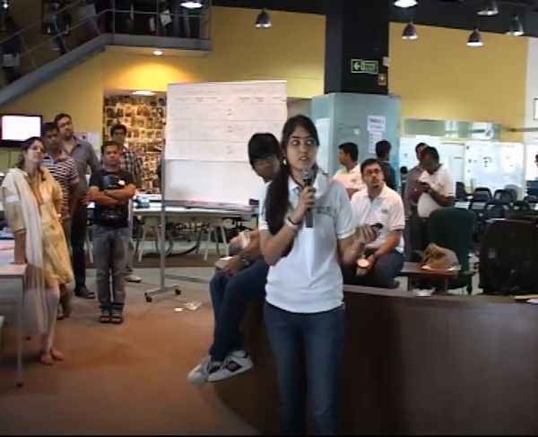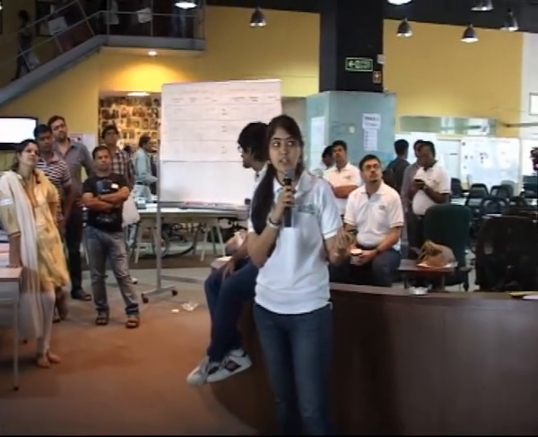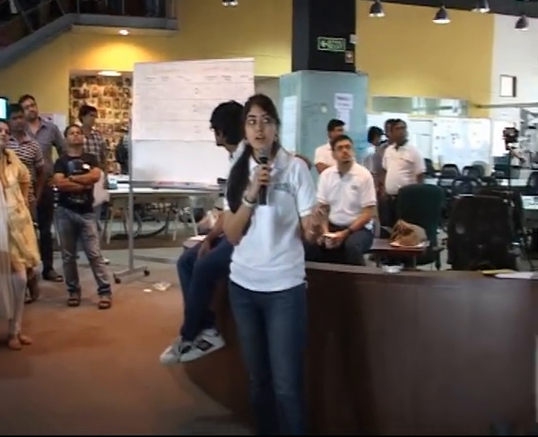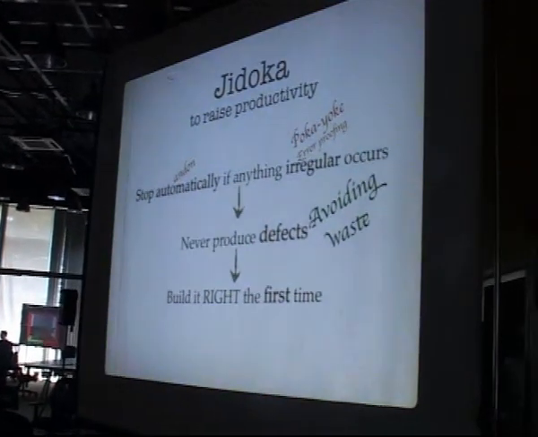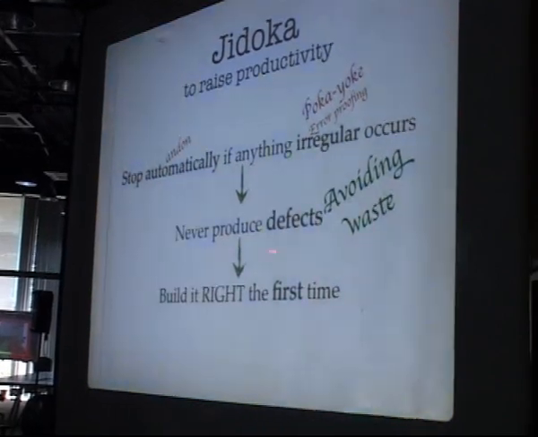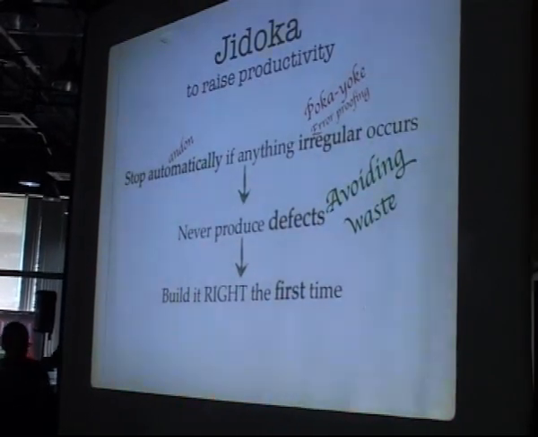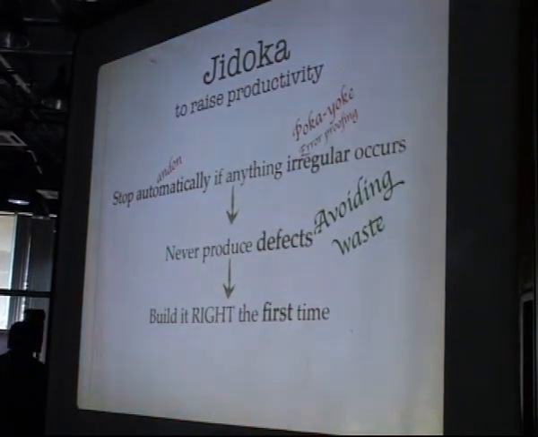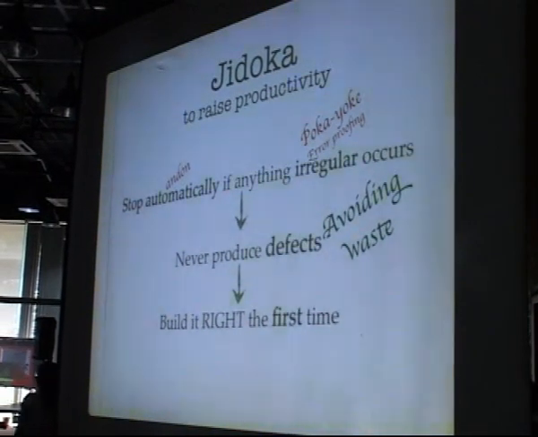Why would we do this? Stop it automatically if anything irregular happens. A way of doing it is error proofing of code. Okay, try and read about these things. It's again a long conversation to talk about. Why are we doing that? So that we don't produce defects. Defects also form a type of waste, right? And build it right the first time.